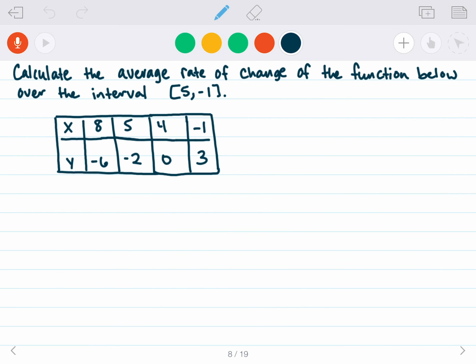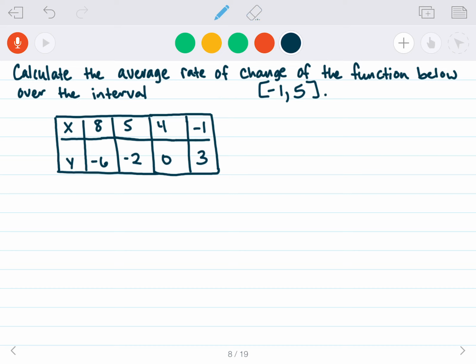All right, calculate the average rate of change over this interval. Again, when they tell us this just means A and B. So our starting value is going to be... actually, let's see. Yeah, maybe we should switch this because the smaller number usually goes to the left. So maybe we can switch this to negative 1 to 5. Let's go ahead and switch that in the directions.